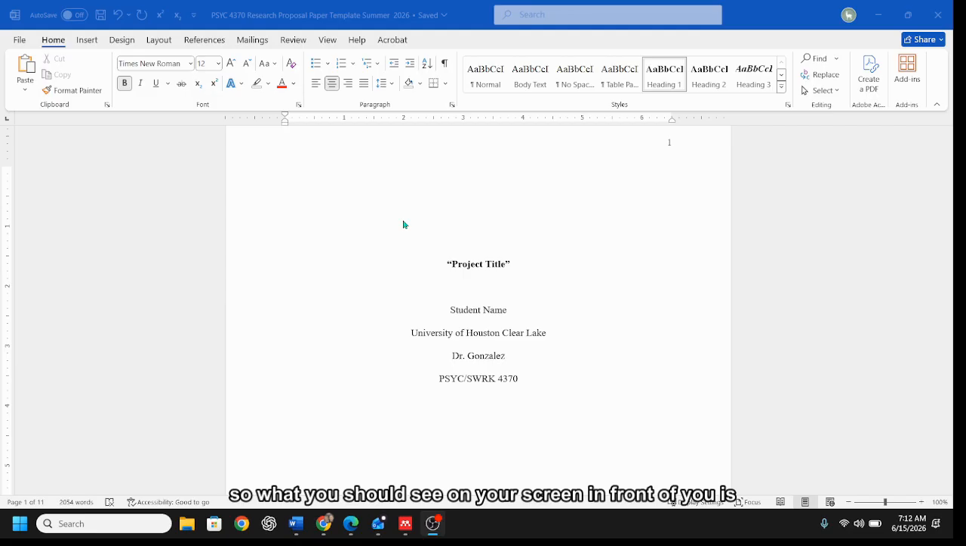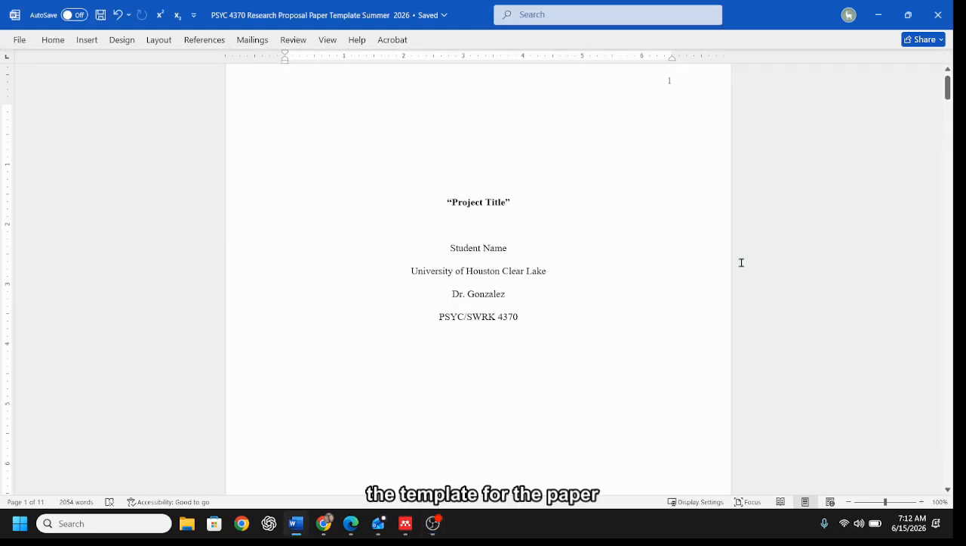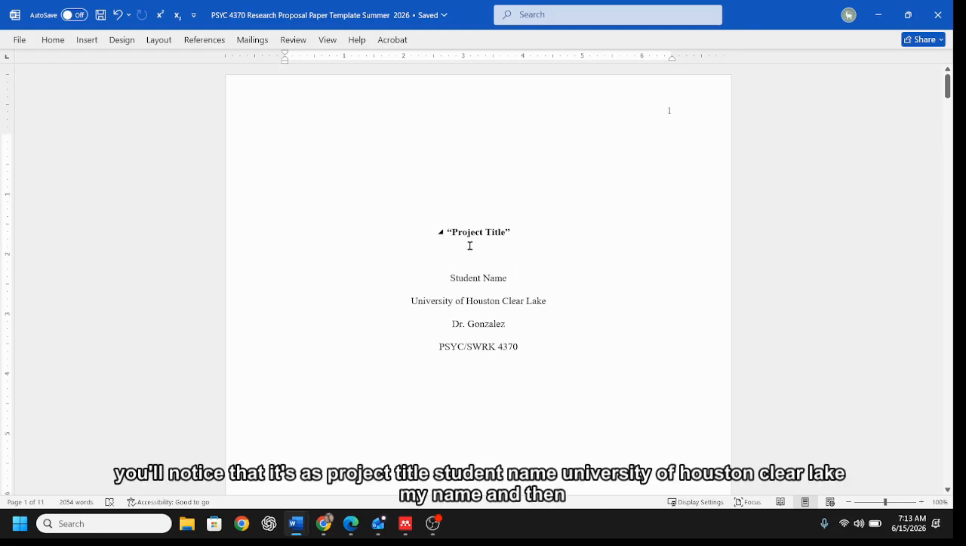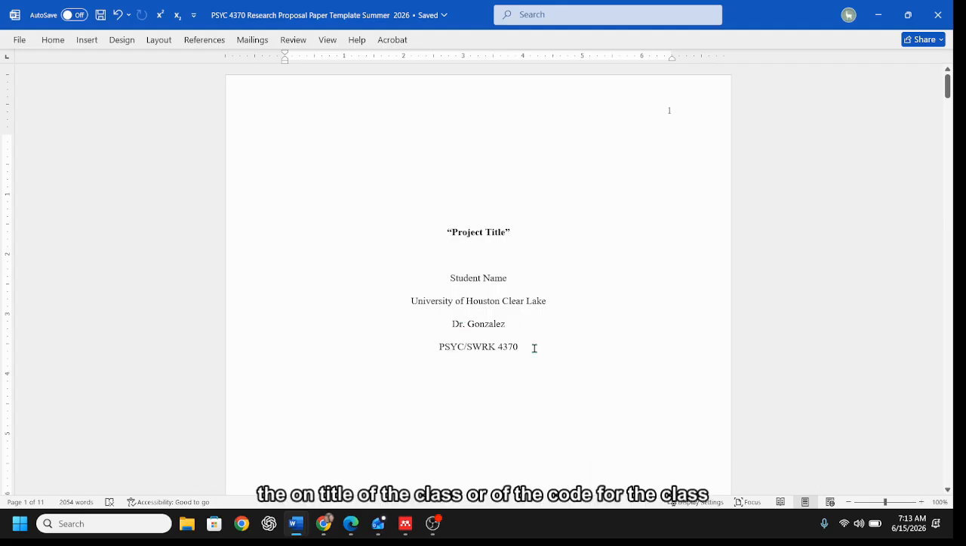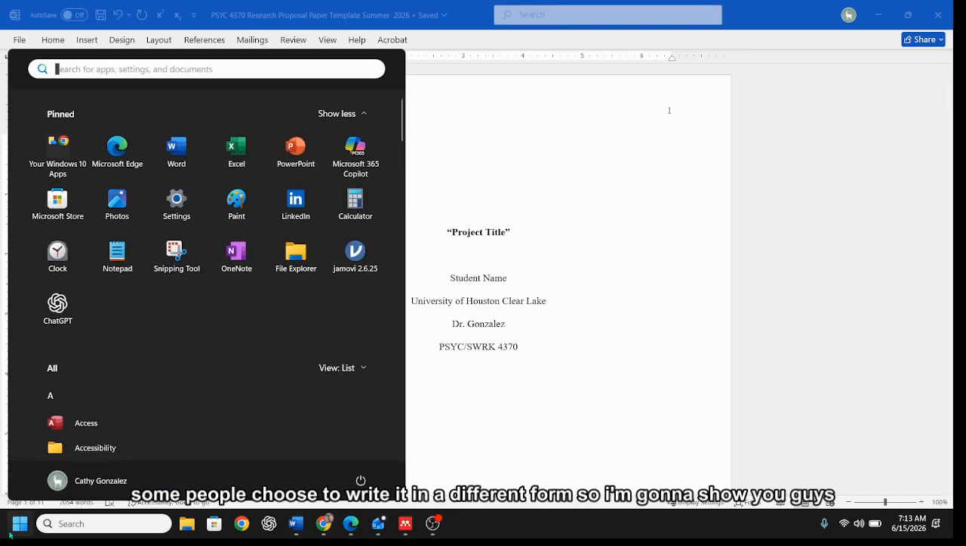So what you should see on your screen in front of you is the template for the paper. You'll notice that it says project title, student name, University of Houston, Clear Lake, my name, and then the title of the class or the code for the class. So the first thing that you're going to do on your paper is you're going to write your project title here. Now, some people choose to write their research question. Some people choose to write it in a different form.